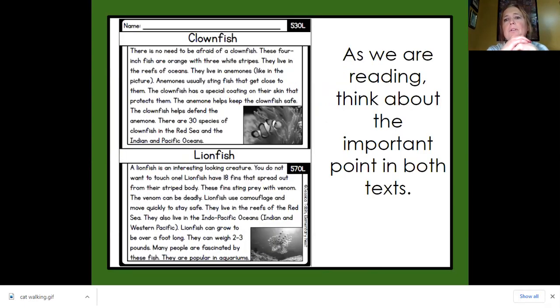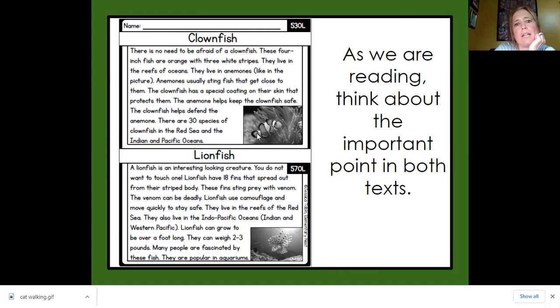All right, as we are reading, think about the important points in both texts. So I'm going to go ahead and read the clownfish and the lionfish to you. The clownfish. There is no need to be afraid of a clownfish. These 4-inch fish are orange with three white stripes. They live in the reefs of oceans. They live in anemones, like in the picture.